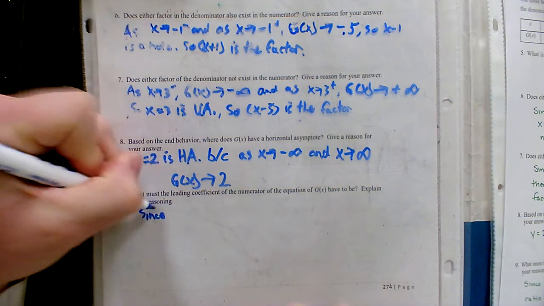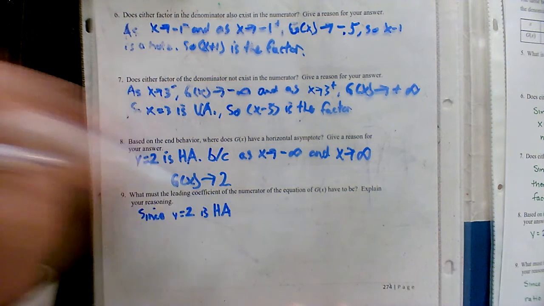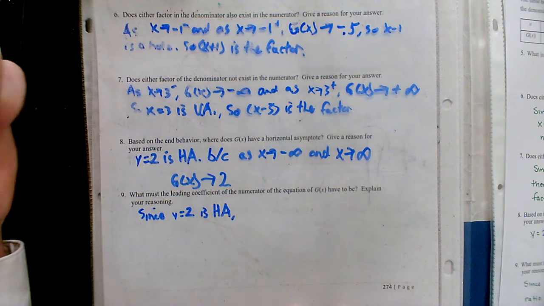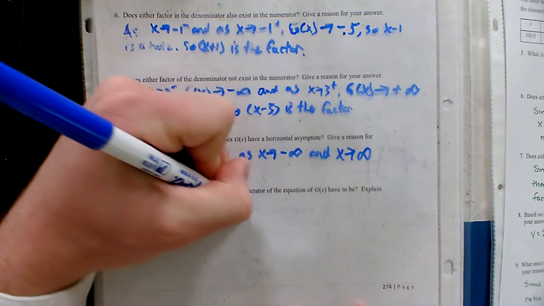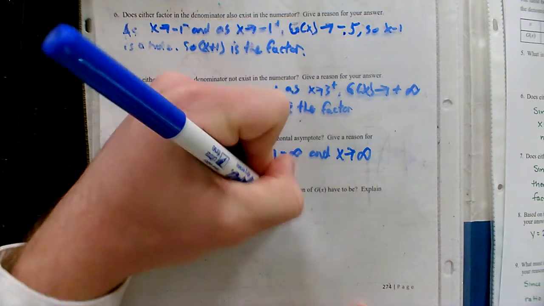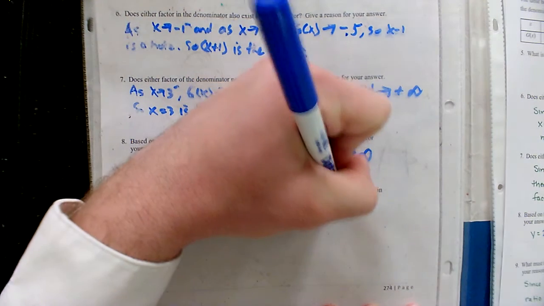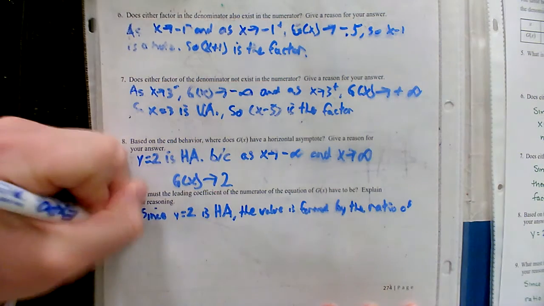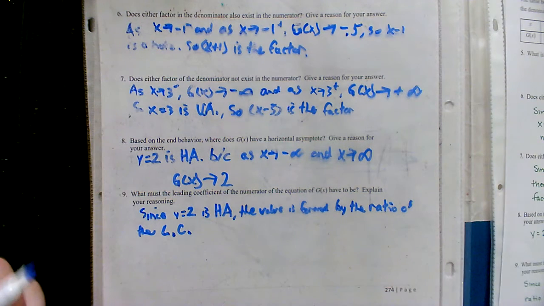Okay, since y equals 2 is the horizontal asymptote, let's say the value is formed by the ratio of the leading coefficients. Again, that's just a statement of that one rule we use. We're taking the ratio of the leading coefficients.